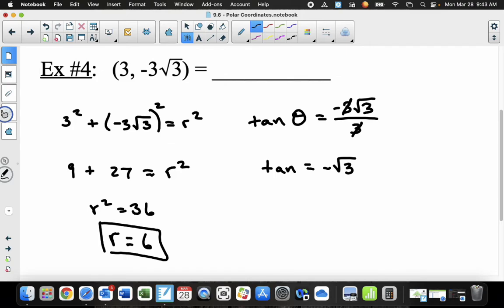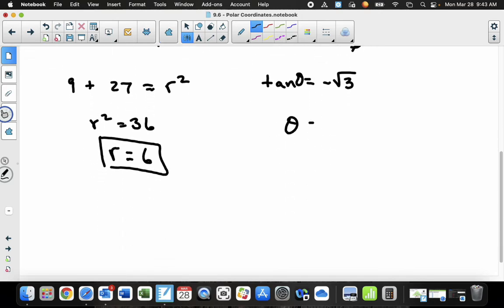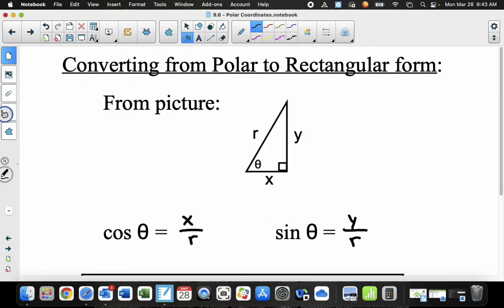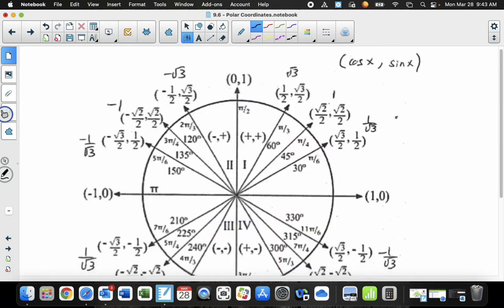Oops, tangent of theta. And now you go back to your unit circle again, because that is a unit circle value. And if we take a look, where does the tangent equal negative square root of 3? If I go back, oops, there it is.